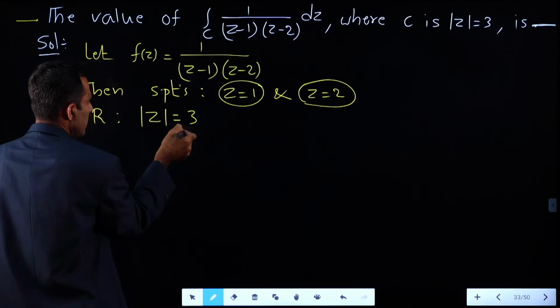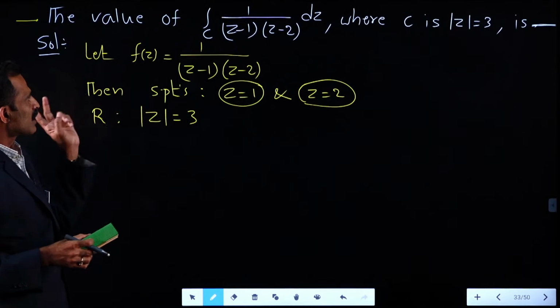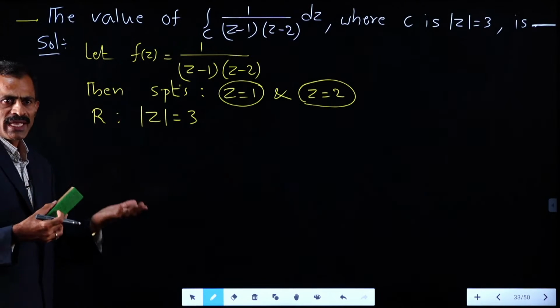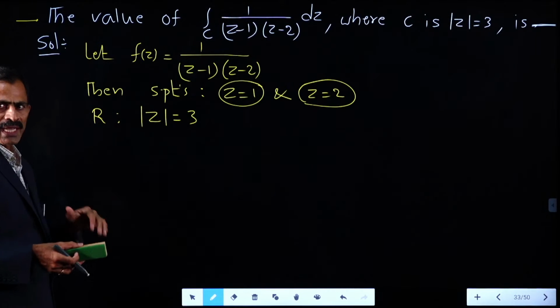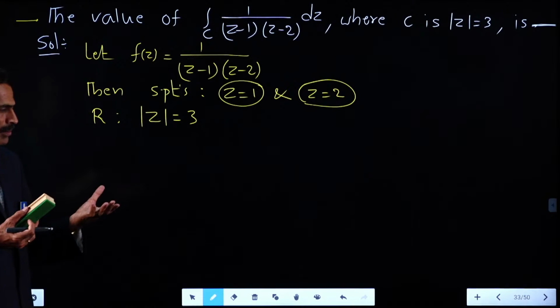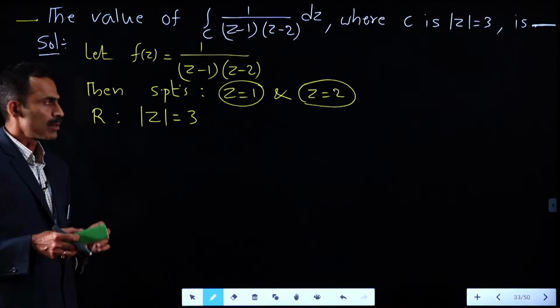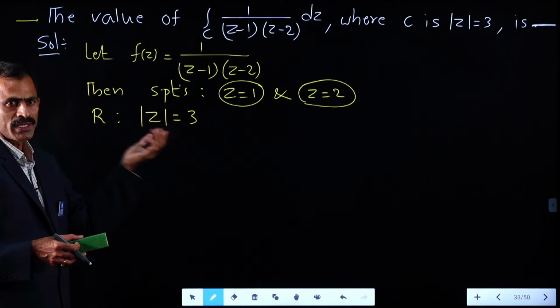1 less than 3, inside the region. 2 less than 3, inside the region. The function has two singular points. The two singular points are lying inside the region only. Whenever more than one singular point lie inside the region, we try to do this problem by partial fraction method or without partial fraction also. There are two methods only. Here I will show you the two methods for the evaluation of this integral.